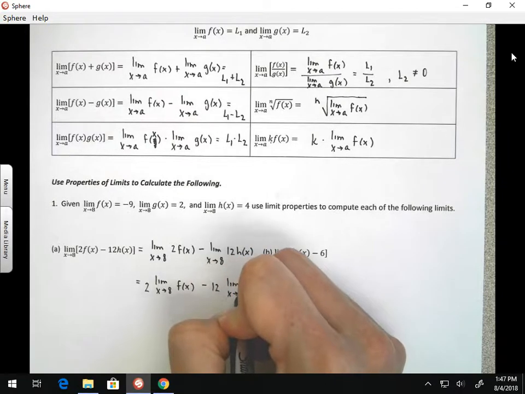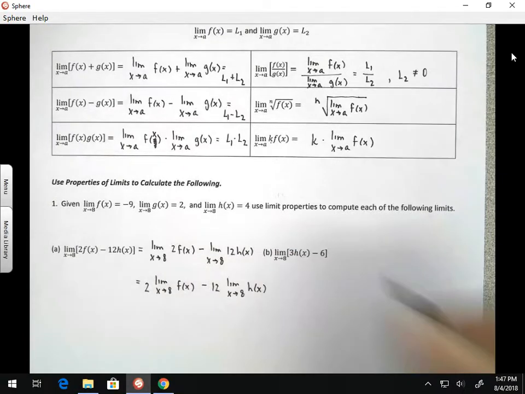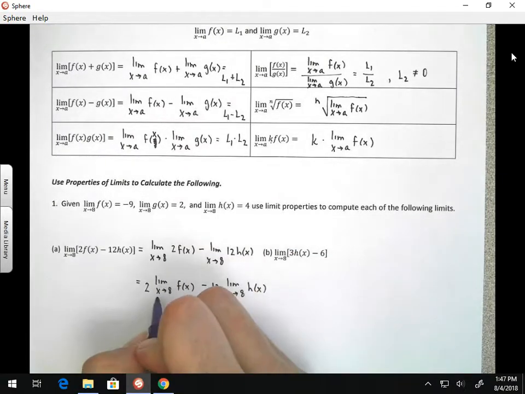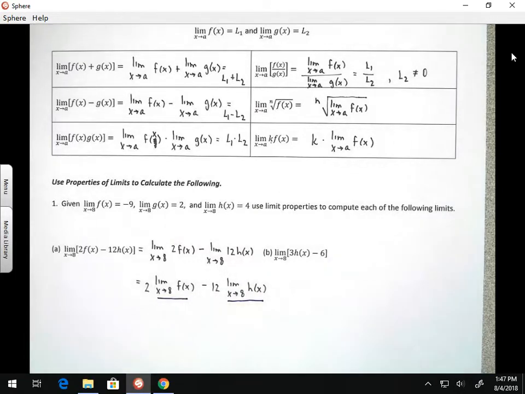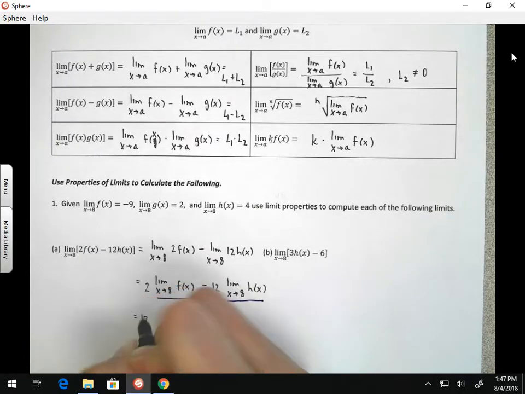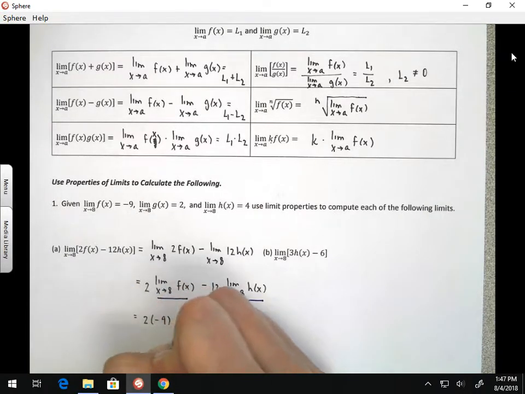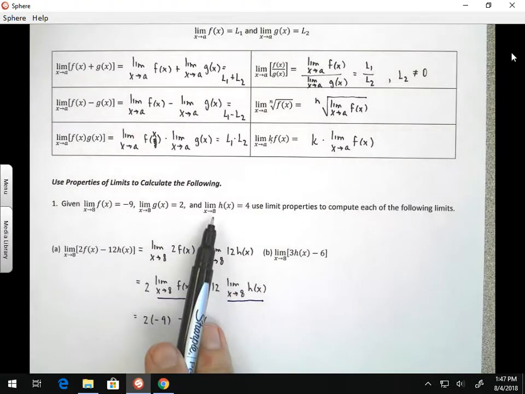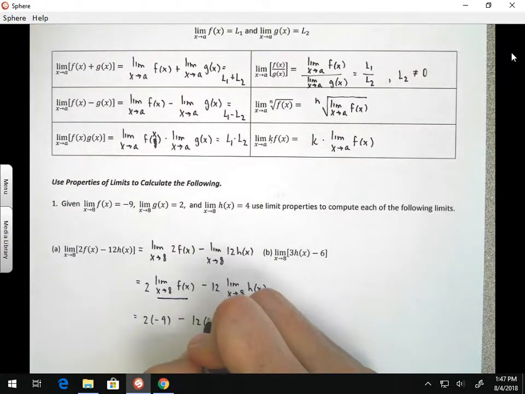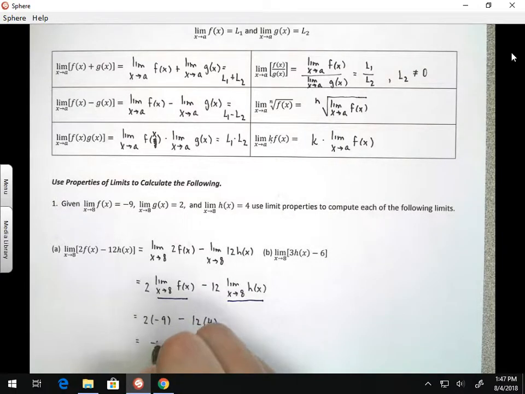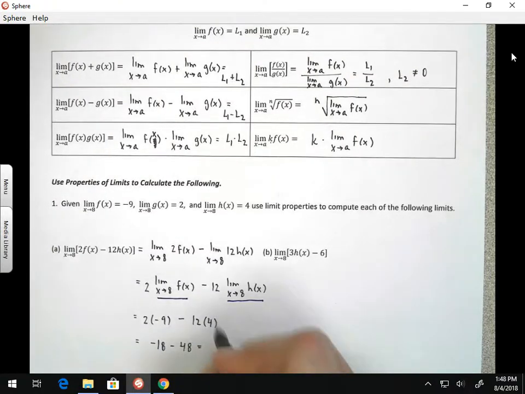Now, since we know these two values from the problem, we're just going to plug those in. So I have 2, the limit as x approaches 8 of f of x was negative 9, minus 12, the limit as x approaches 8 of h of x was 4. So I get negative 18 minus 48, which is going to give us negative 66 if I didn't mess that up. Please feel free to tell me in class tomorrow if I did. Okay, but that's how we use the properties.